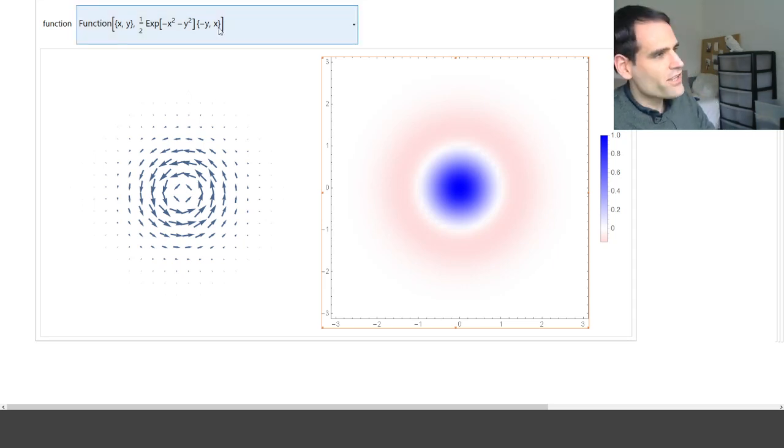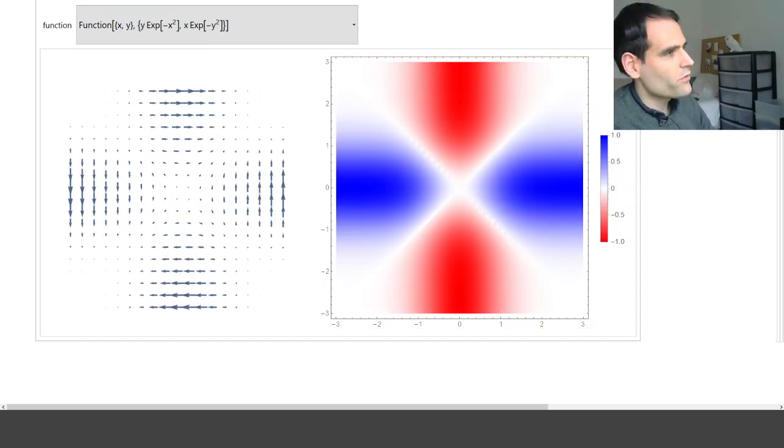Now here I can change my function. So consider this other function. So this other function is written like this. So the x component is y times the exponential of minus x squared, and the y component is x times the exponential of minus y squared. Don't worry about this, I just plotted it. So this is how the vector field looks like. And then I calculated the curl in Mathematica and plotted it as a scalar field. So this represents the z component of the curl.